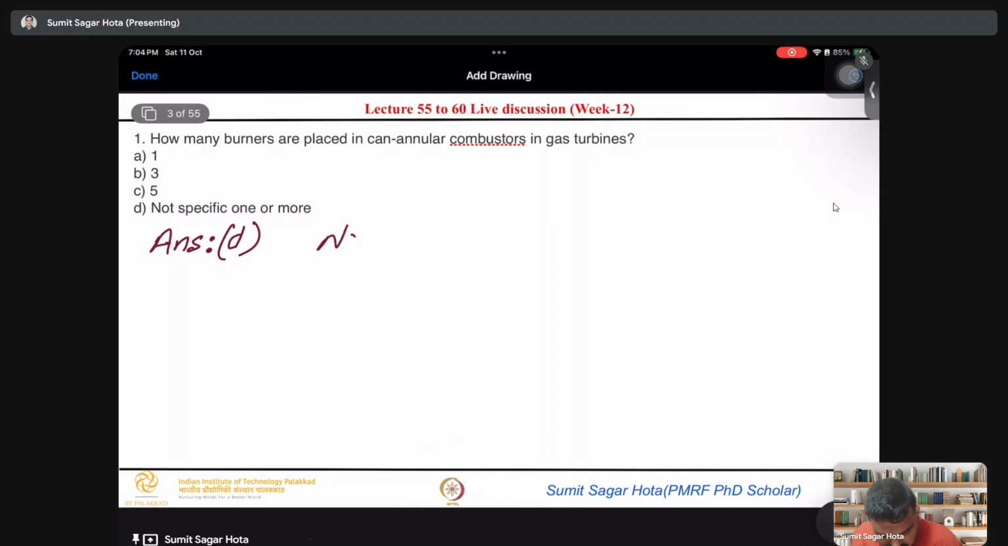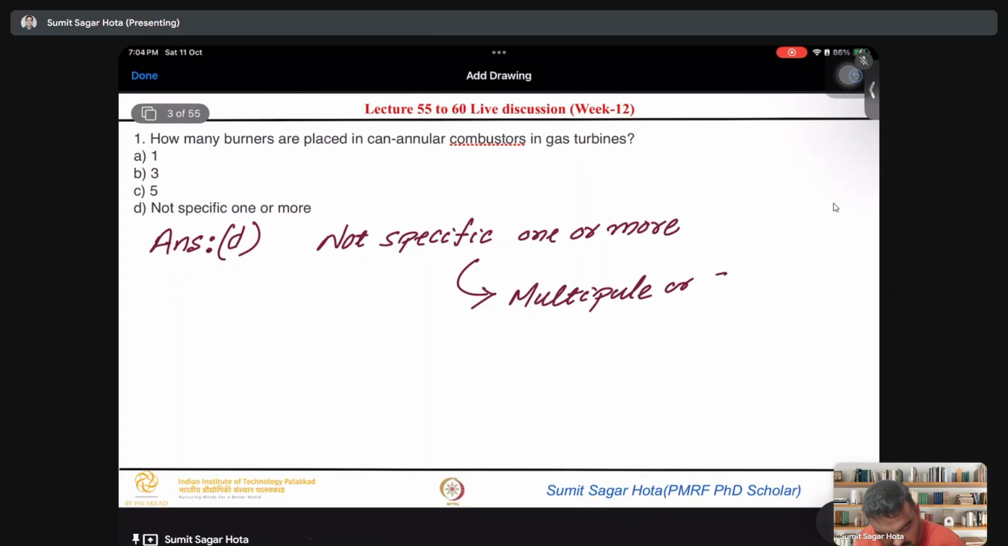Not specific. One or more. Multiple or single burners are evenly spaced in the combustor.